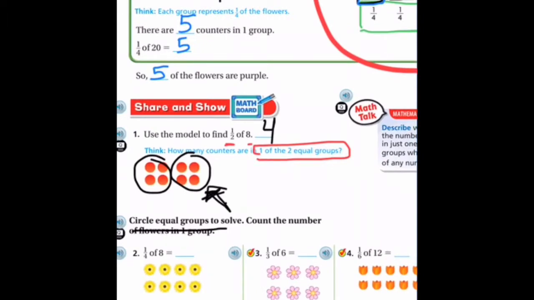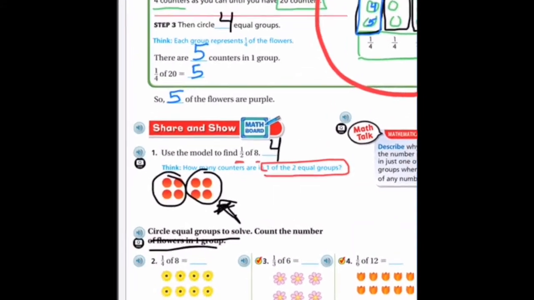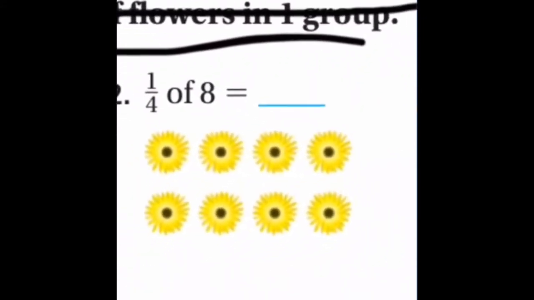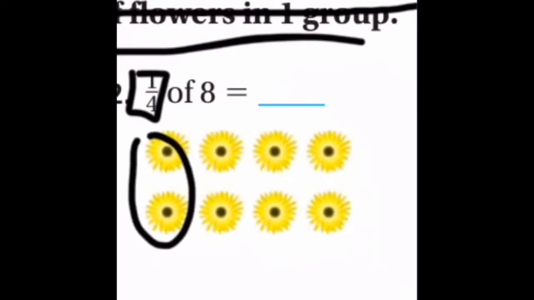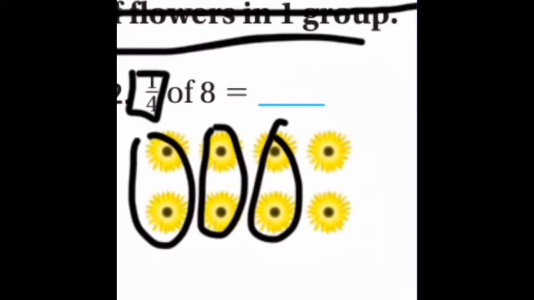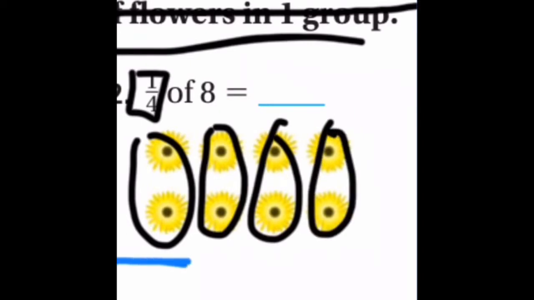Circle equal groups to solve. Make sure you read the directions, then count the number of flowers in one group. So 1/4 of 8, since we're looking at 1/4, I need 4 equal groups. 1, 2, 3, 4 equal groups. I pay attention to just one of the groups, and there are 2 in each group. 1/4 of 8 is 2.